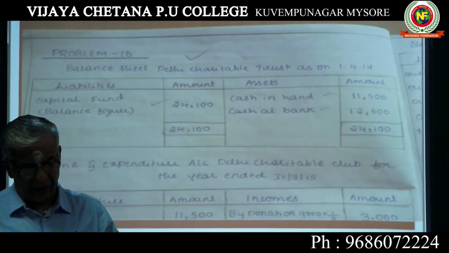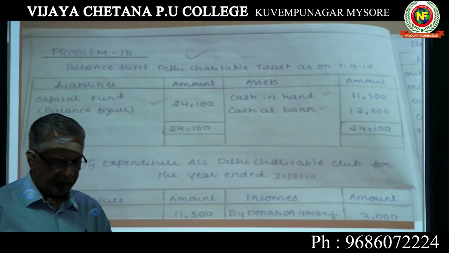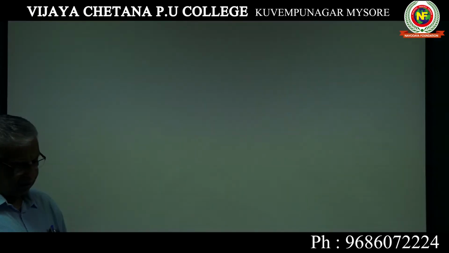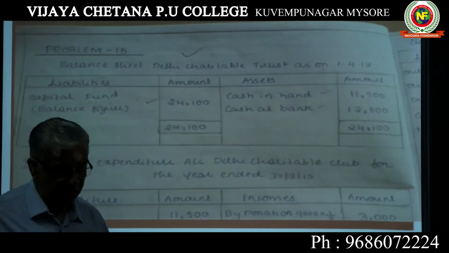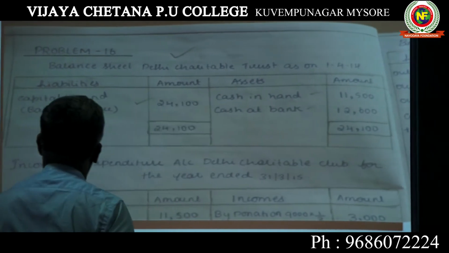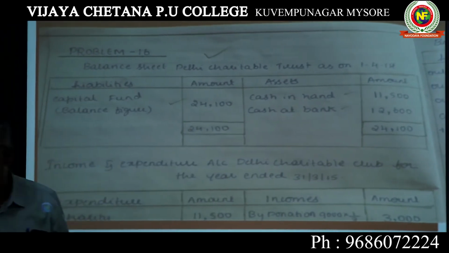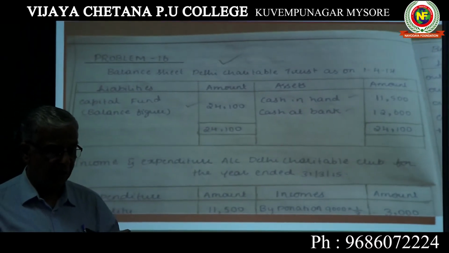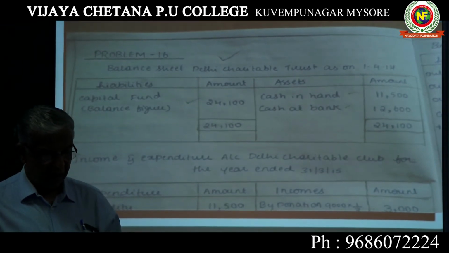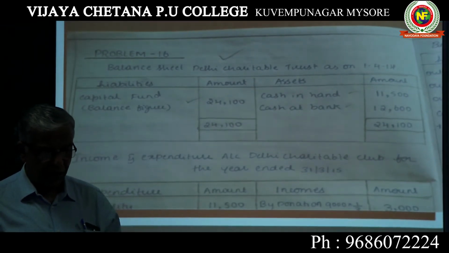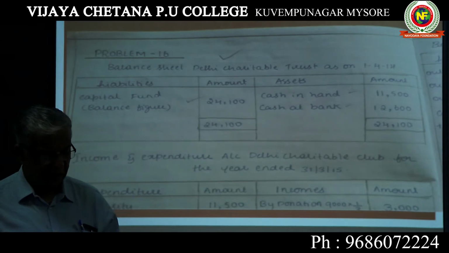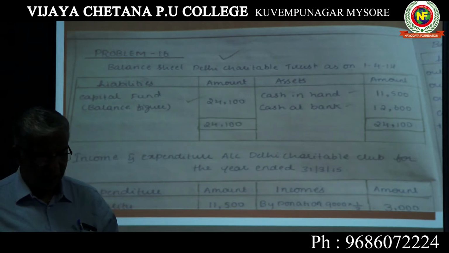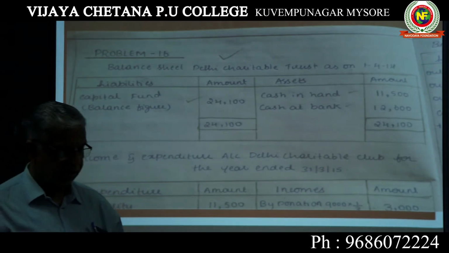Apart from this, he has given the adjustments. You are asked to prepare the income and expenditure account for the year ended 31st March 2015 and a balance sheet as of that date after the following adjustments. Before we work it out, I will go through the problem.